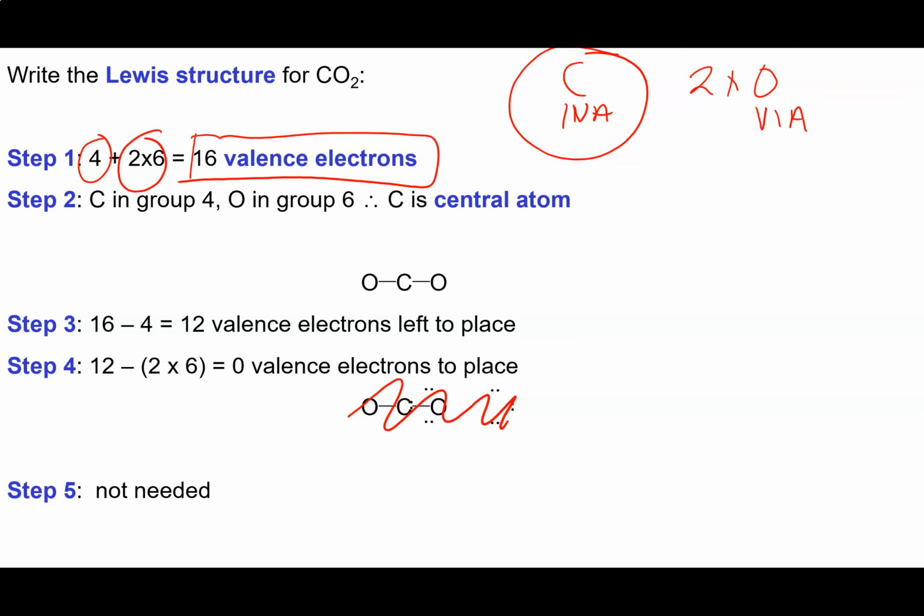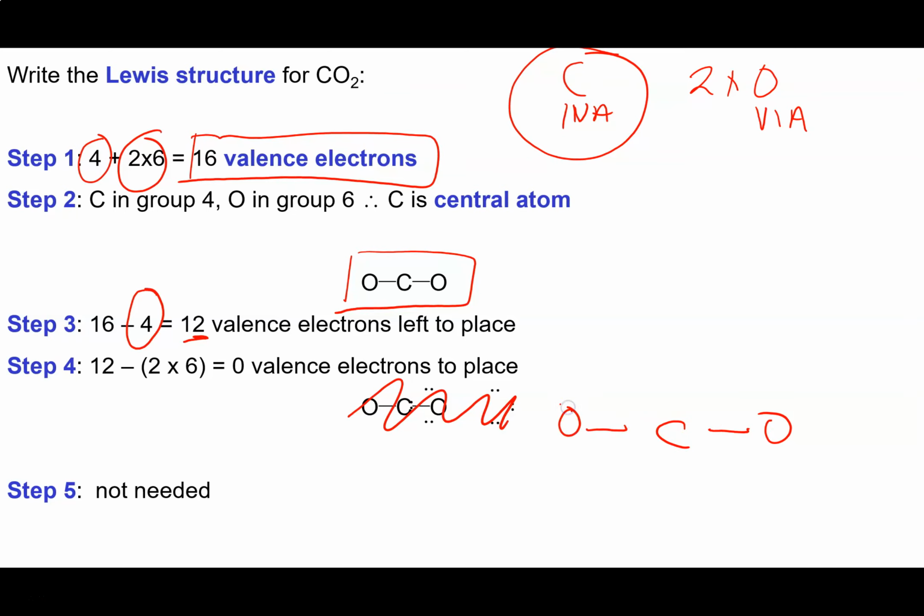So we know that the pattern in which these are going to be connected is like this: carbon in the middle, 2 oxygens on the outside. Now, the oxygens need to be connected to the carbon by at least a single bond, and drawing in each of those single bonds uses up 4 electrons from our total of 16. So once we get to this point, we've got 12 left to place.